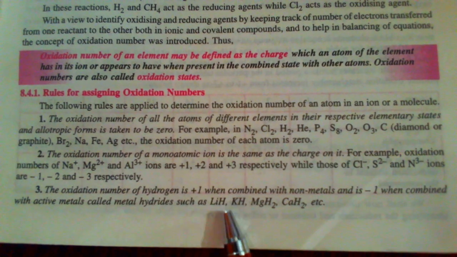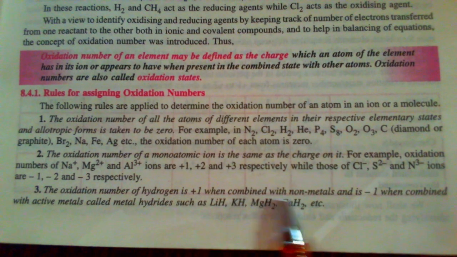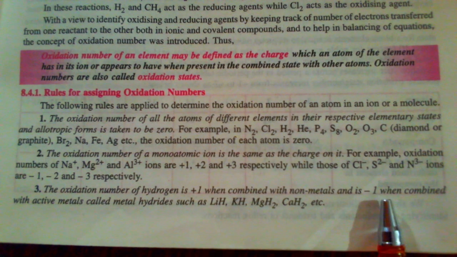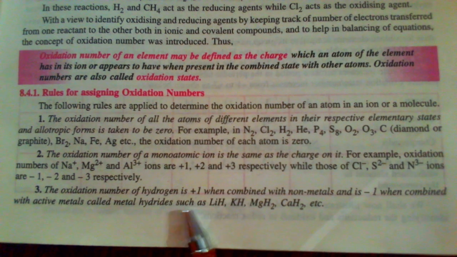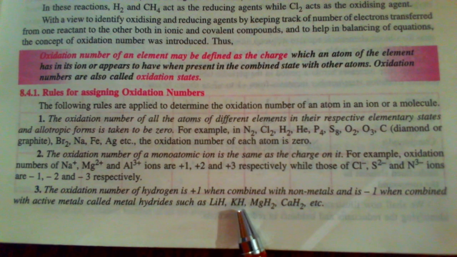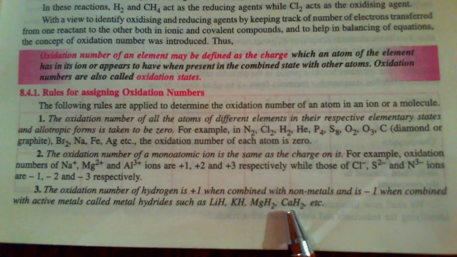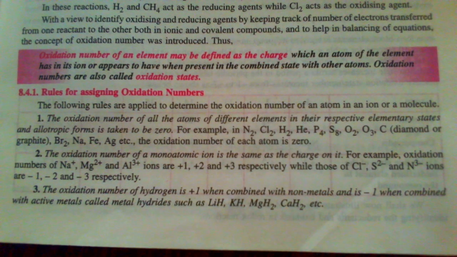Next, the oxidation number of hydrogen is +1 when combined with non-metals and is -1 when combined with active metals, called metal hydrides, such as LiH, KH, MgH2, CaH2, etc.